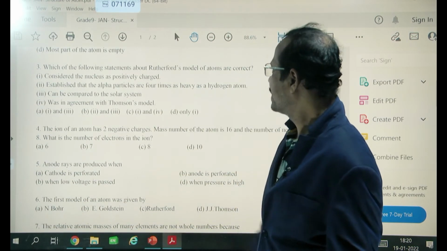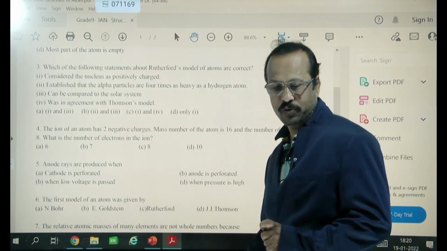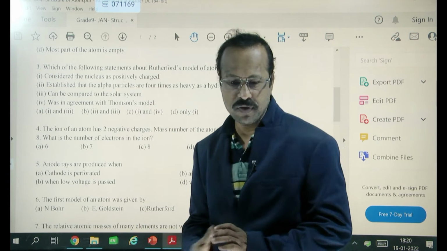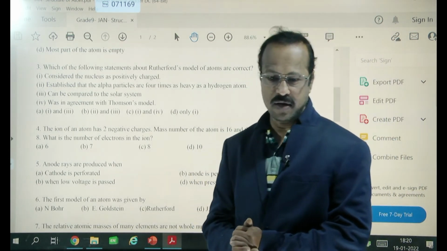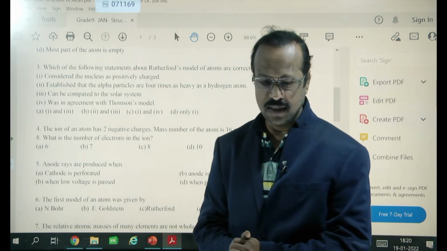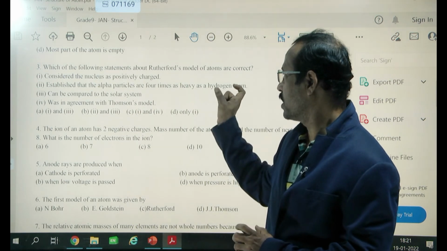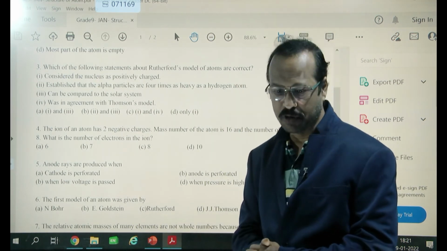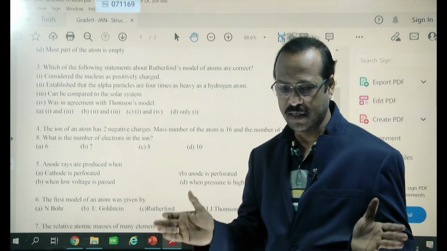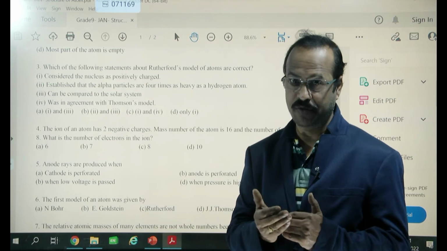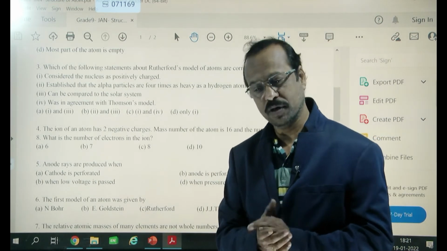Which of the following statements about the Rutherford model of atom are correct? Four statements are given to you. First one is, consider the nucleus as positively charged. Second is, establish that the alpha particles are 4 times heavier than a hydrogen atom, when you compare with the hydrogen atom.